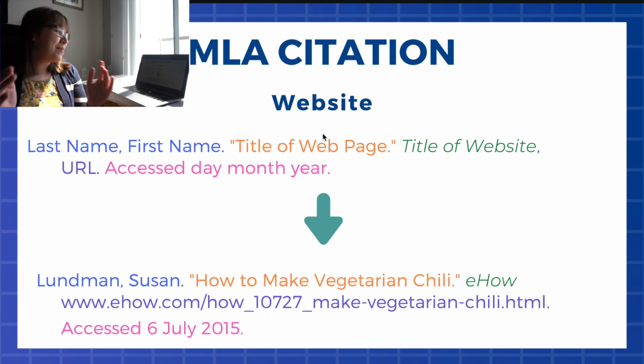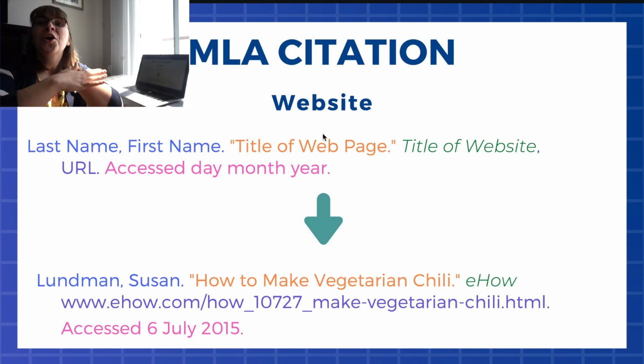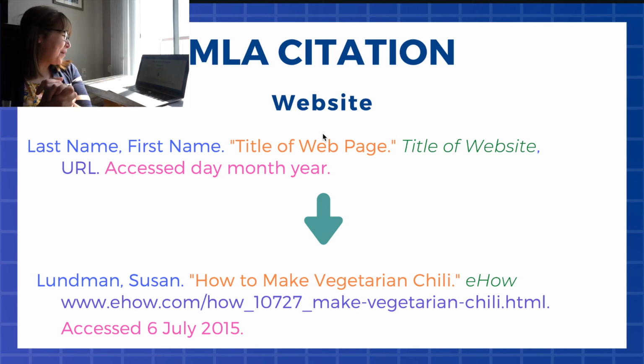And then make sure that you know the difference between the name of the web page and the website. An example of that would be Wikipedia would be the website, and then the web page would be that specific article that you're citing from Wikipedia. Not that you should ever use Wikipedia as your sources, but that's just an easy example of what the difference between a web page and a website is.